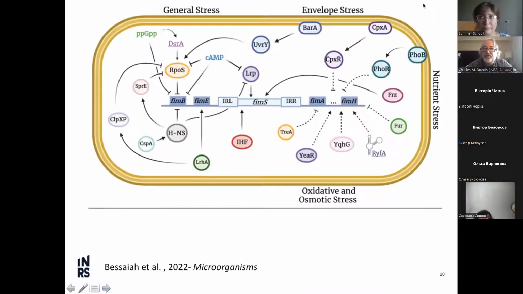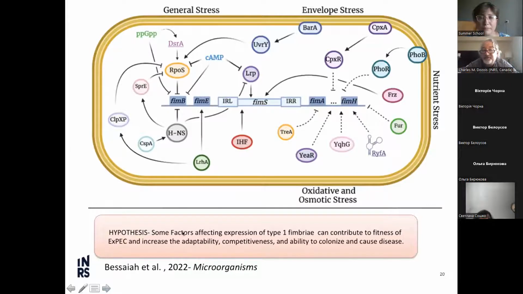And so this is just an example of the regulatory interplay that can occur regulating these kinds of fimbriae. There are many different regulators that are classic, well-known regulators in E. coli that can be involved in the cascade of regulation of type 1 fimbriae. And that's just an overview, and it's a review that my group had published earlier this year. And so our hypothesis is that some factors affecting the expression of this type 1 fimbriae can contribute to the fitness of ExPEC and increase its adaptability, competitiveness, and ability to colonize and cause disease.